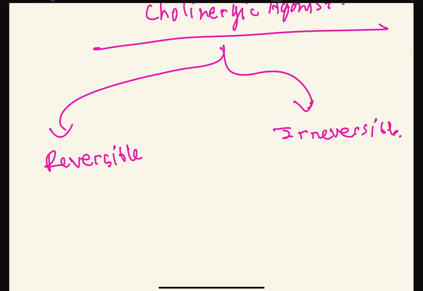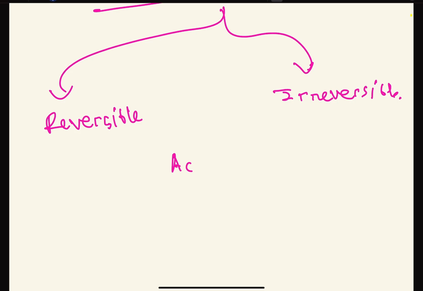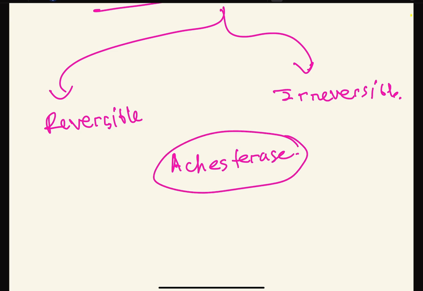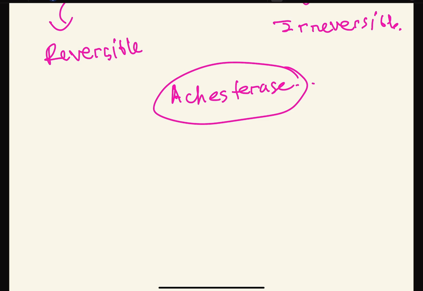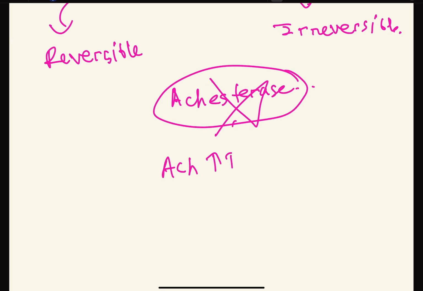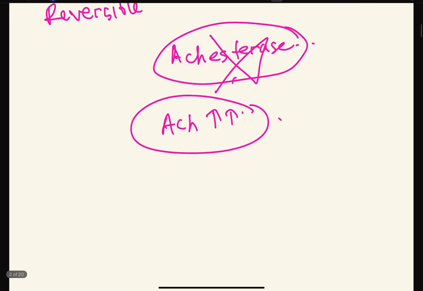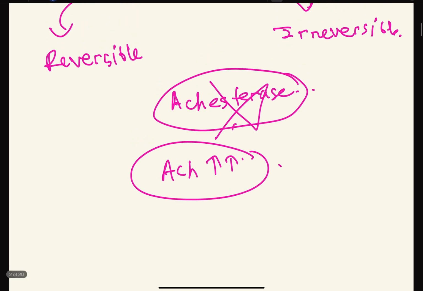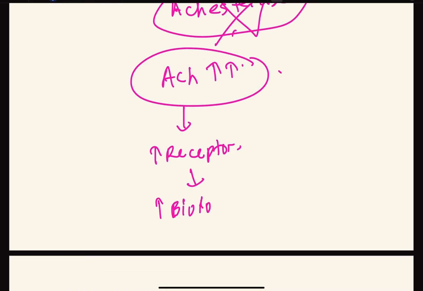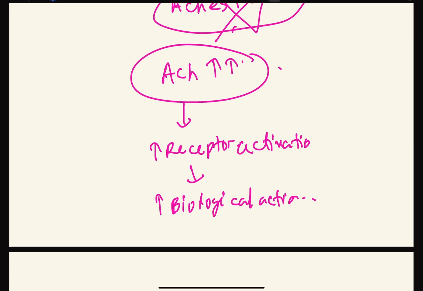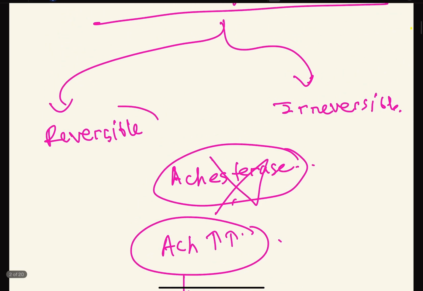What indirectly acting cholinergic agonists do is bind with the acetylcholinesterase enzyme. This acetylcholinesterase enzyme breaks down the acetylcholine. So when indirectly acting cholinergic agonists bind with this enzyme, they inhibit it and increase the acetylcholine in the synapse. Thus the acetylcholine acts more on the receptors, giving more receptor activation and more biological action. So it can be divided into reversible and irreversible.